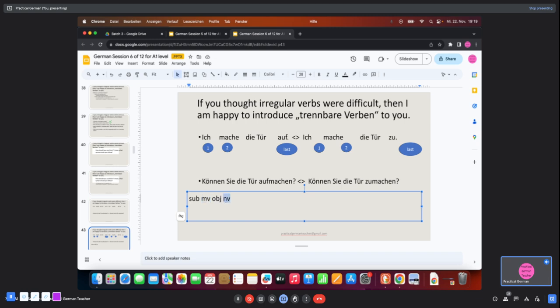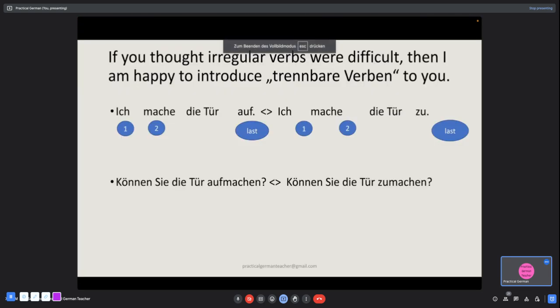The same applies when you are using a modal verb with Trennbare Verben. You only conjugate the modal verb. The other verb doesn't matter whether it is Trennbare or a normal verb. You keep it together and in infinitive format. Clear? Questions? Guys, if there are questions, please ask. Otherwise, I will assume you understand what I'm saying.